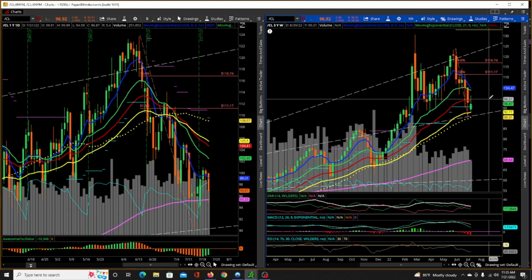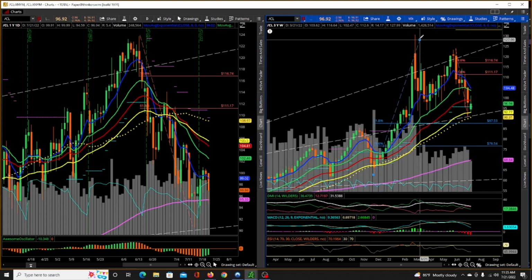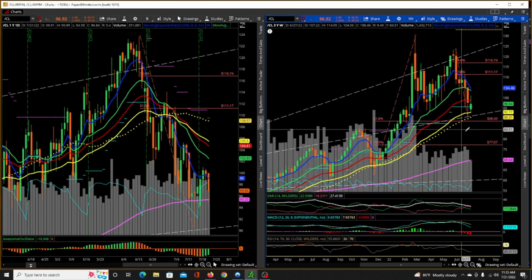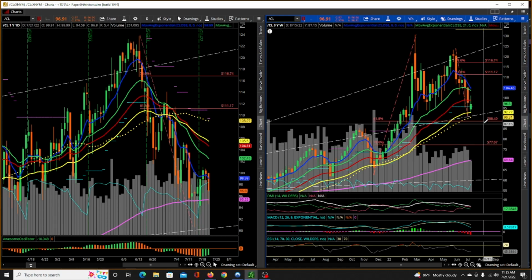It may come back up to the 111 level. I could run a Fibonacci from here or from here. I'm going to choose this lower swing low to this swing high. And this is going to give me some support lines around 88, around 77. So you can see in this trade, I've got support at 88, I've got 77, I've got the 50 EMA right now, which is around the 90 range, and then I've got the 200 at the 69, 64.